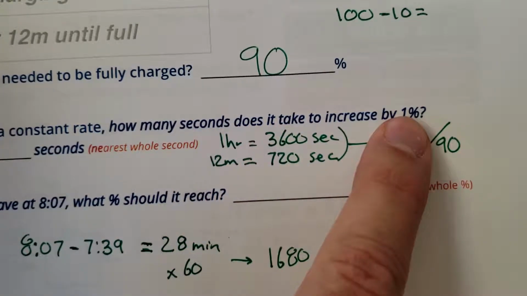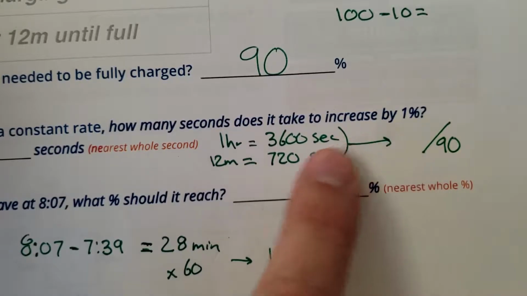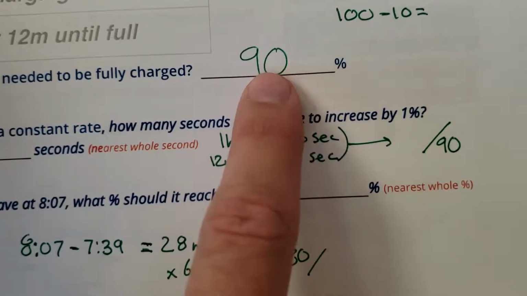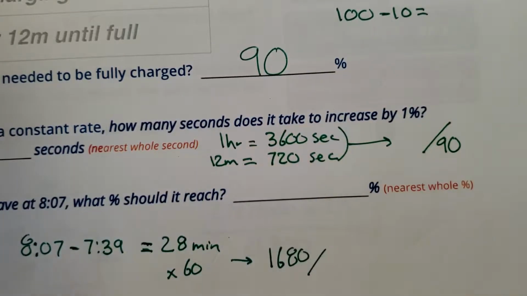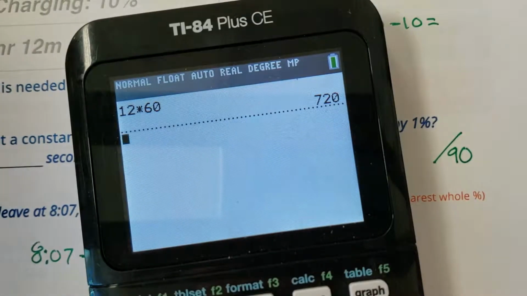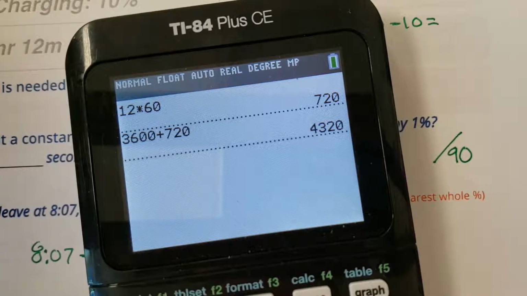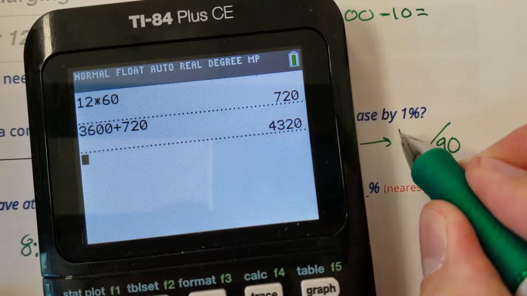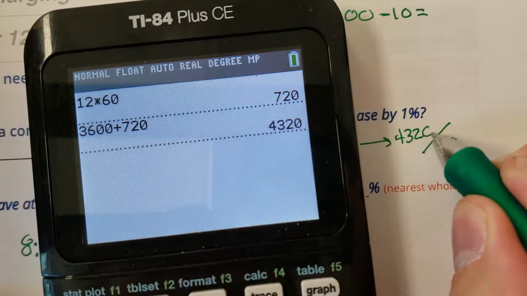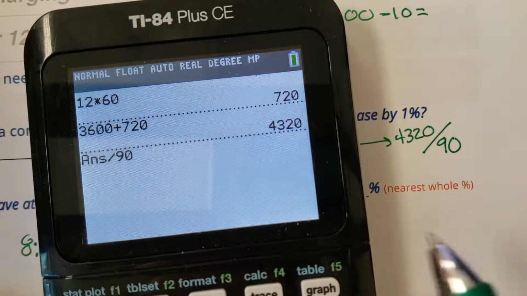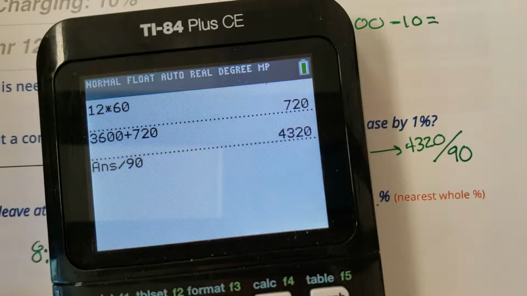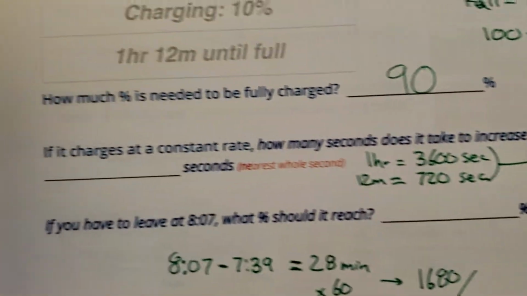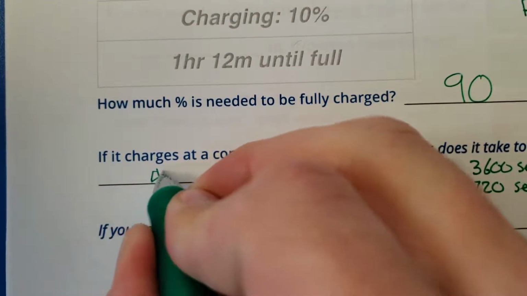Seconds per 1% is a unit rate. So you got to take the total seconds divided by this number. That's how many percents you have to go. You got 90% to go in that many seconds. So let's do that really quick. So 3,600 plus 720 is that many. So that number is going to go right here. 4,320 divided by 90. So to find the seconds per percent, I'm going to take the seconds divided by the percent. Oh, 48. That's a nice one. It's going to take you exactly 48 seconds.